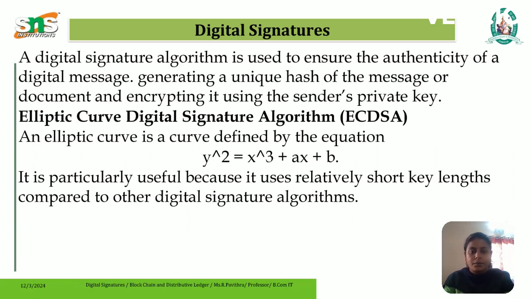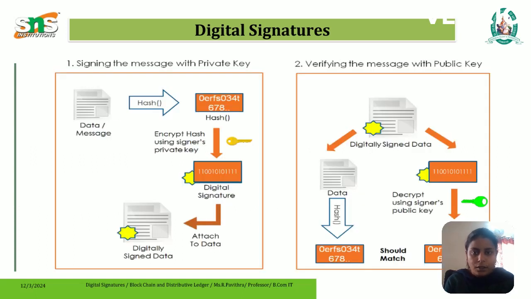An elliptic curve is a curve defined by an equation. It is particularly useful because it uses relatively short key lengths compared to other digital signature algorithms. First of all, messages are signed with the private key and verified with the public key. The data is passed to the hash function.